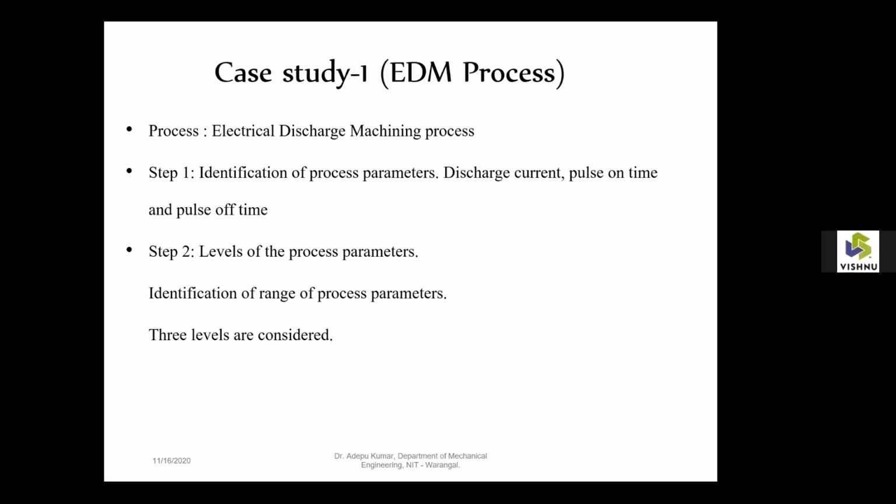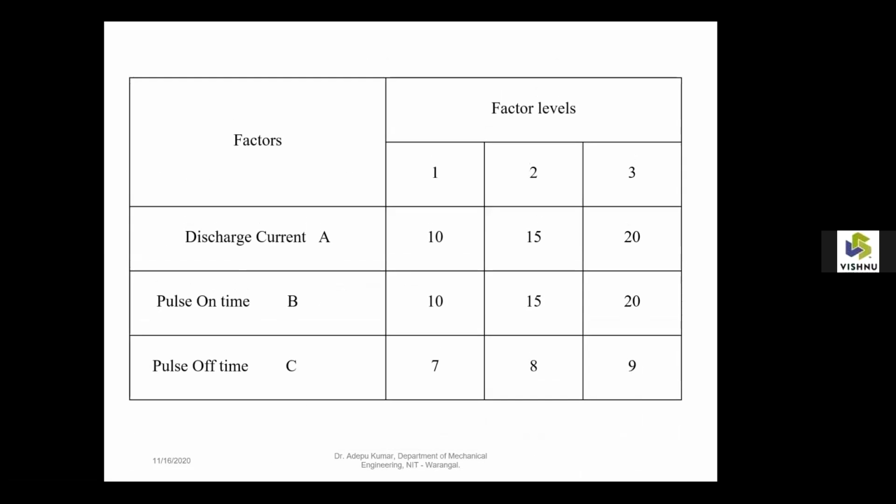Next, levels of the process parameters, the identification of the range of process parameters. Here, 3 levels are considered for discharge current, pulse on time, and pulse off time. This is my range: 10 to 20 for current, pulse on time also 10 to 20 microseconds, and pulse off time positions 7 to 9. Each position corresponds to certain microseconds.